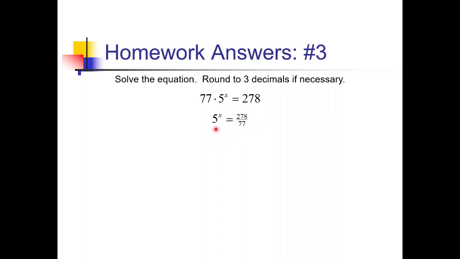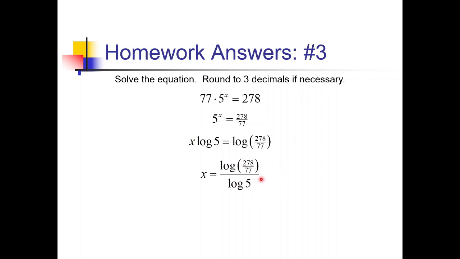So at this point, I have to decide if I'm going to use logarithms or common base method. And if I'm being honest, 5 and 278 over 77 do not appear to have a common base. They don't look like they're powers of the same easy number. So I'm going to go to logarithms on this one. I'll take the log of each side of the equation. On the left side, using the pop-out rule, that gives me x times the log of 5. And on the right side, I just have log of 278 over 77. To get x by itself, now I'm going to divide both sides by the log of 5.